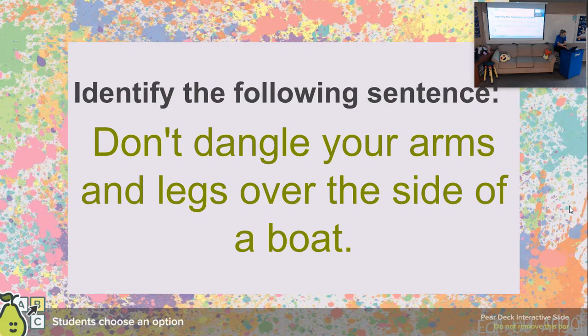Finish in 5. All right, got it in the last second.